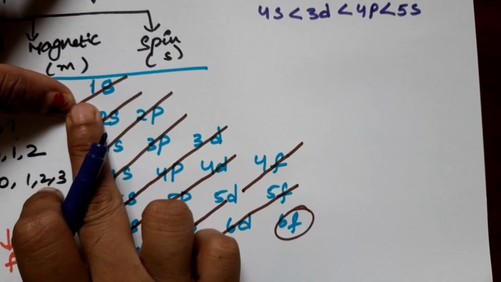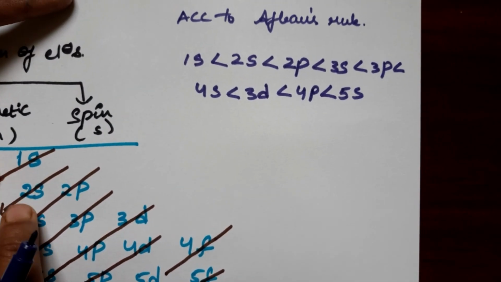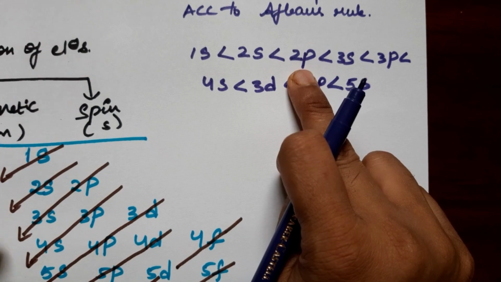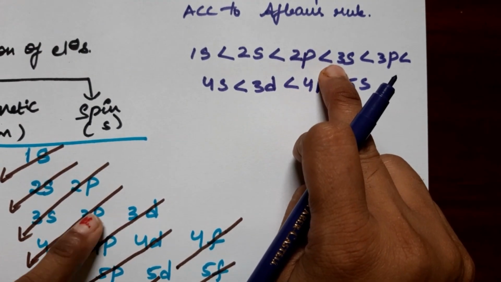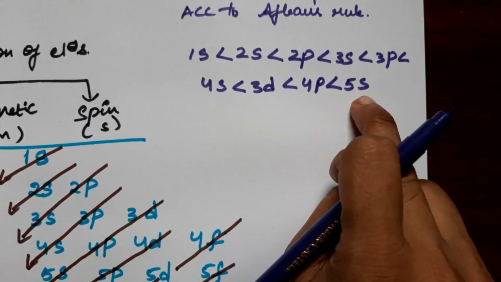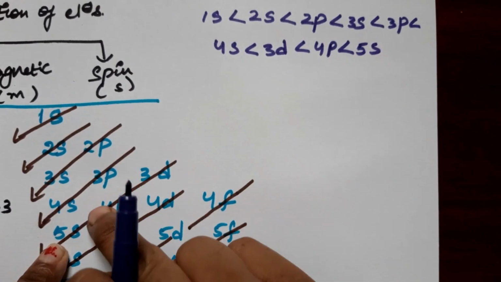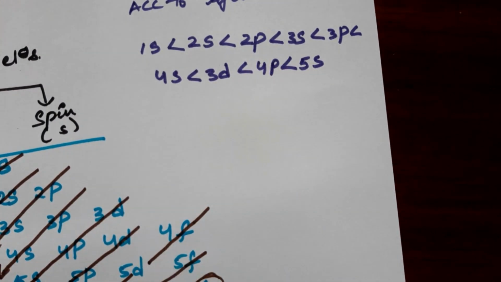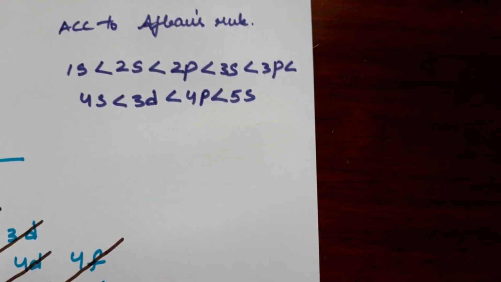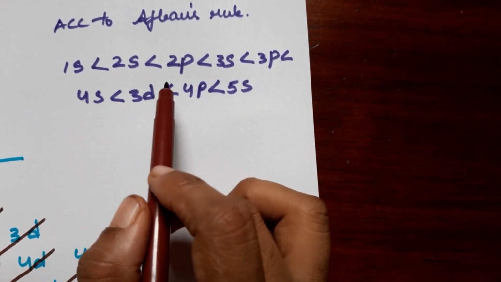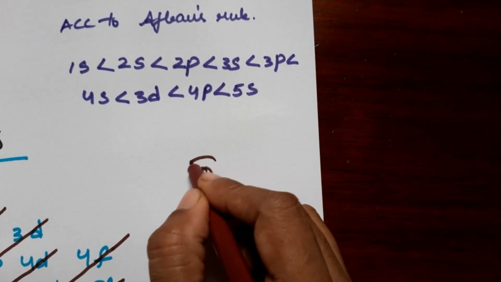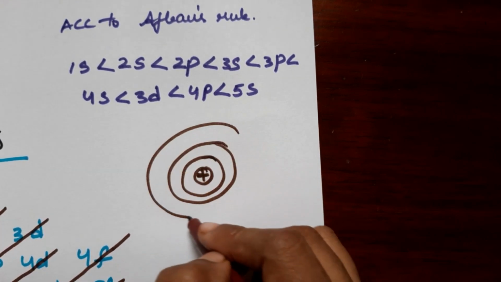Here, 1s orbital is filled first, next 2s, next 2p, next 3s, next 3p, next 4s, next 3d, 4p, 5s, like this. If you observe this, you can easily write this increasing energy. How is it explained? For example, how are these orbitals filled with electrons in this way? Here the nucleus is present, and electrons are revolving around the nucleus.